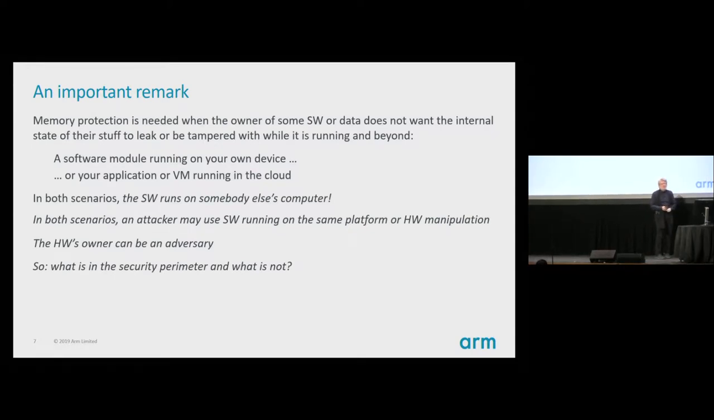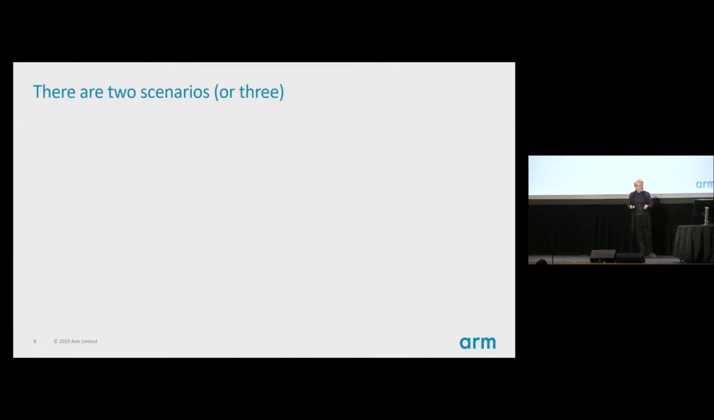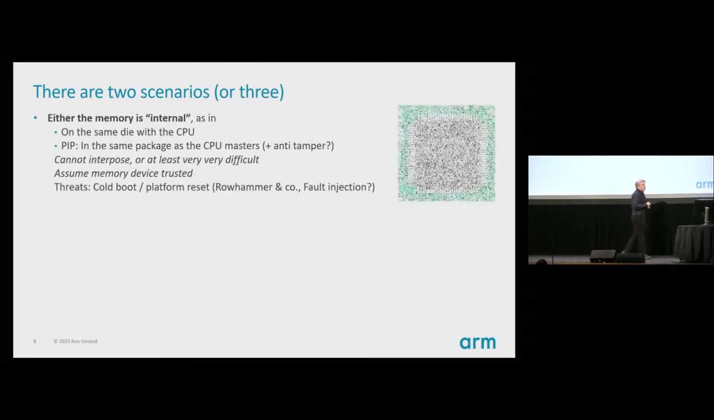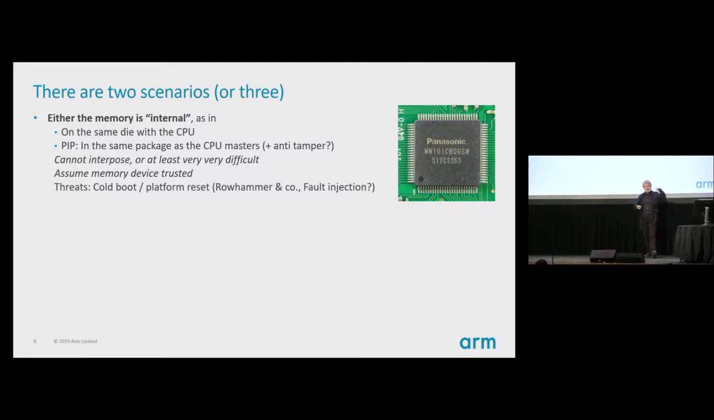So what is in the security perimeter and what is not? Well, okay, the CPU is there, fine. The boot ROM, of course, it must be there, otherwise it can't configure anything for security. And what else? Well, there are two scenarios, where one splits into two on its own. The first one is that the memory might be internal, which means it is on the same die as the CPU, or it is package-in-package, in the same package as the CPU and the masters that need to process the stuff, maybe with some anti-tamper measures. In this case, you cannot interpose the memory. You can't put something very easily, at least, between the CPU and the memory. So you can assume that the memory device is essentially trusted because it is inside your security perimeter.